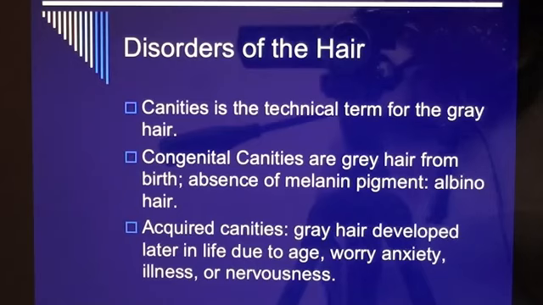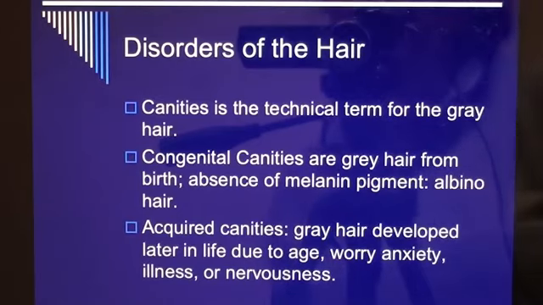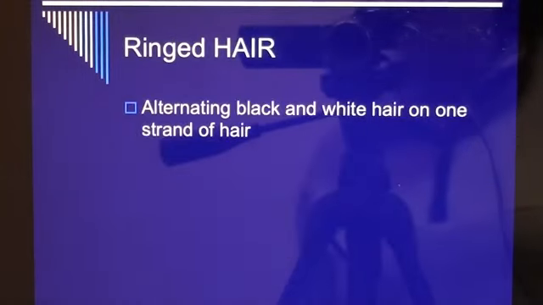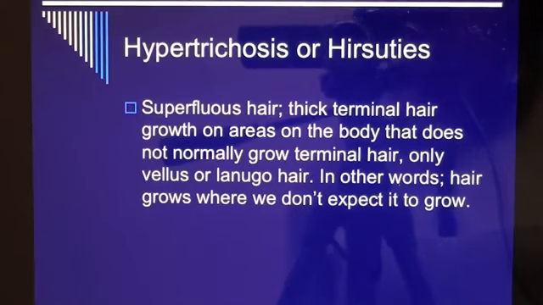Disorders of the hair. Canities is a technical term for the gray hair. Congenital canities are gray hair from birth, absence of melanin pigment, albino hair. Acquired canities are gray hair developed later in life due to age, worry, anxiety, illness, or nervousness. Ringed hair is alternating black and white hair on one strand of hair.